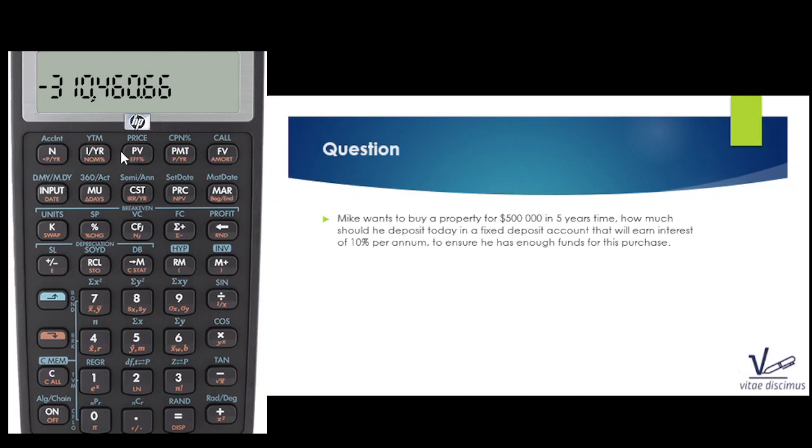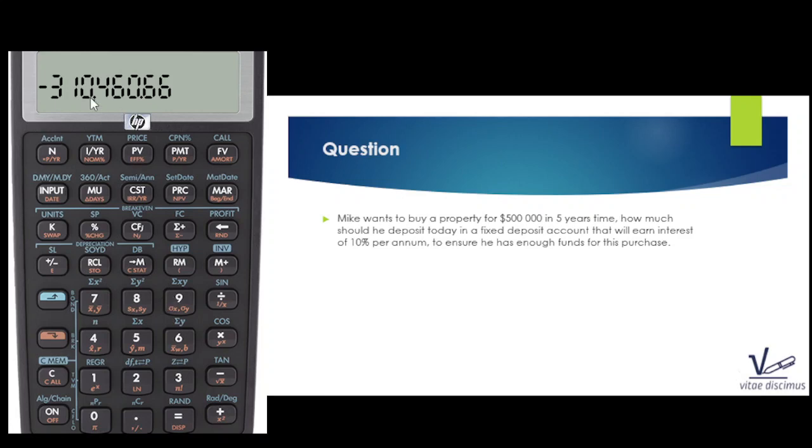So it means that Mike needs to deposit 310,460.66 dollars for him to be able to have that money grown to $500,000 in 5 years' time to be able to buy that property.